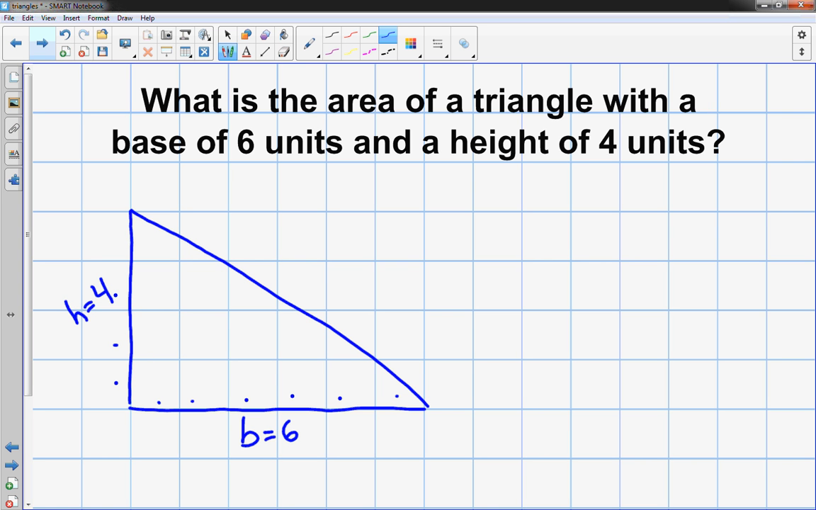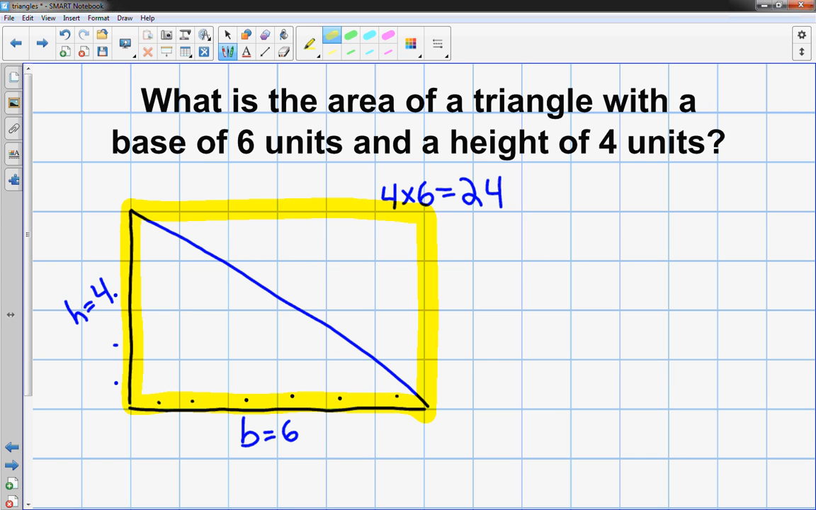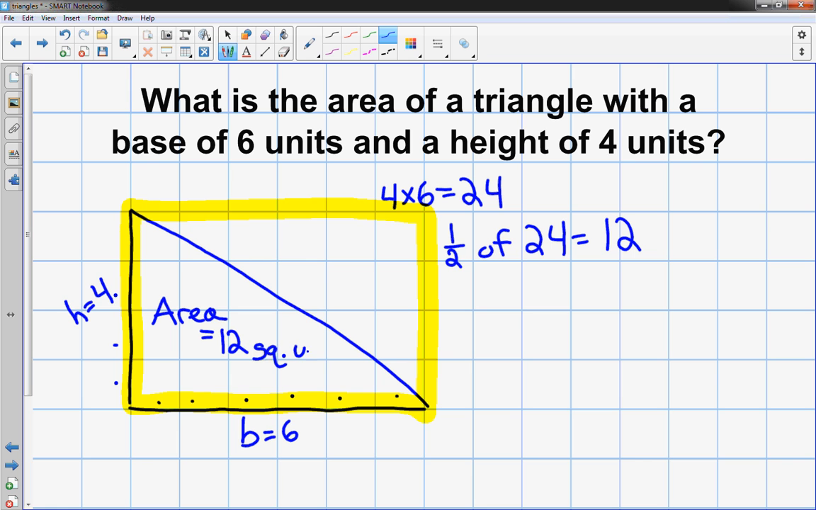And what you're going to do is first 4 times 6, that's 24. And what you're really doing is calculating the area of this rectangle. Now you just need to figure out what half of 24 is to get the area of the triangle that's inside. So half of 24 is equal to 12. So the area is equal to 12 square units. I just wrote it inside the triangle. I kind of like to do that if I have room. I didn't on the first one.